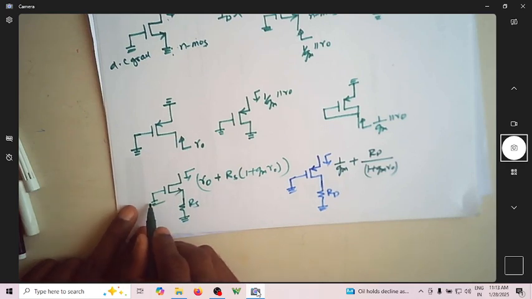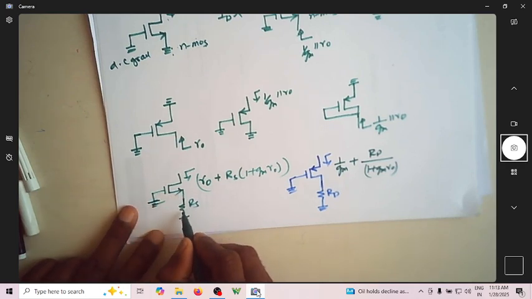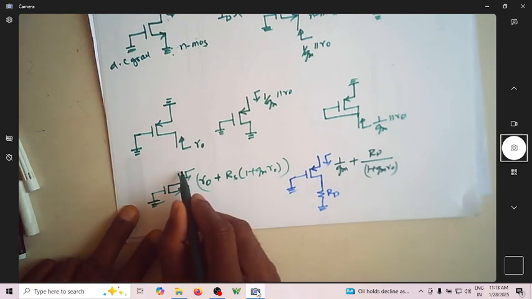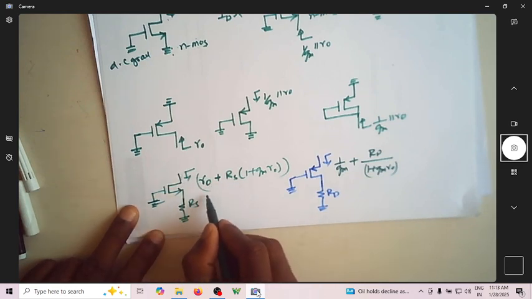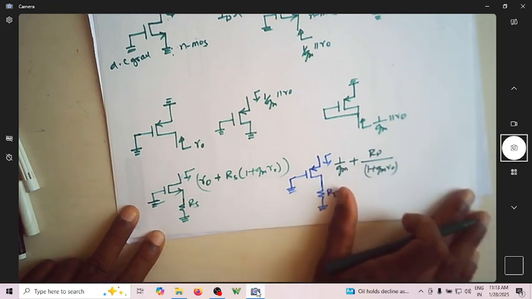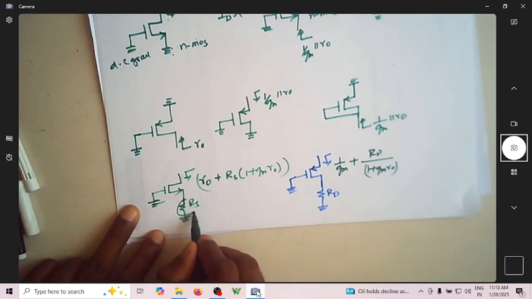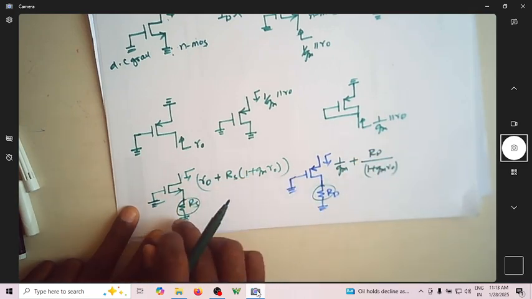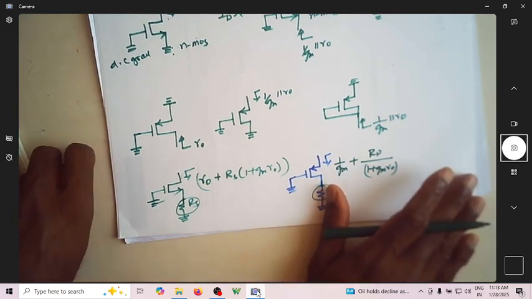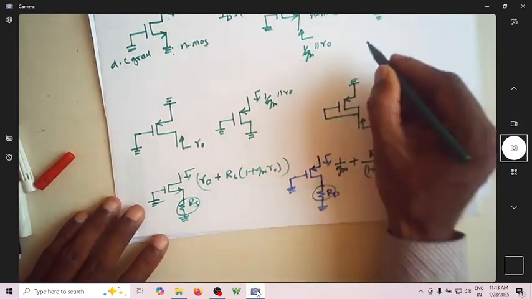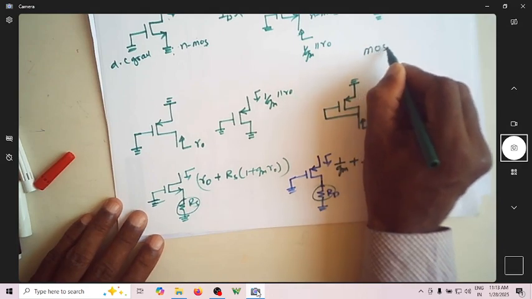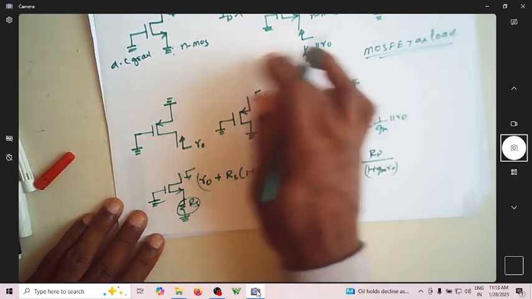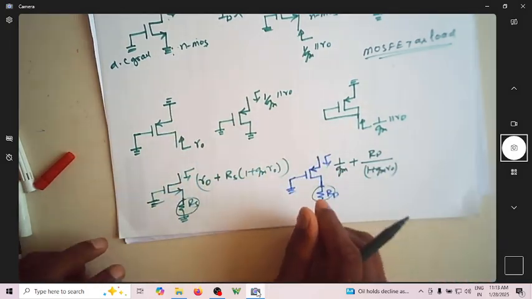So just carefully have a look at it. The source is connected to ground through RS, and the drain is connected to ground through RD. The resistance looking into the drain is R0 plus RS into so and so. And of course, this can be a MOSFET also. Then this RD and RS will change according to the MOSFET you have. So this is MOSFET as load. These are different combinations, and you can end up with n number of combinations.